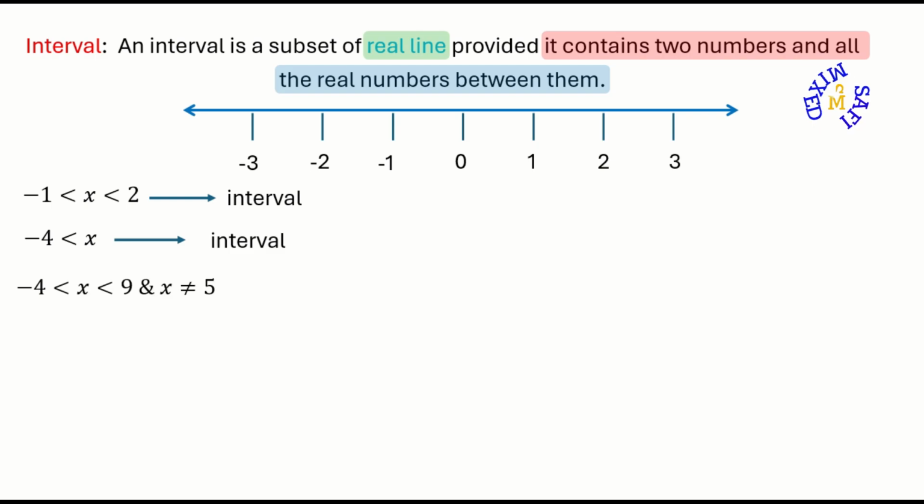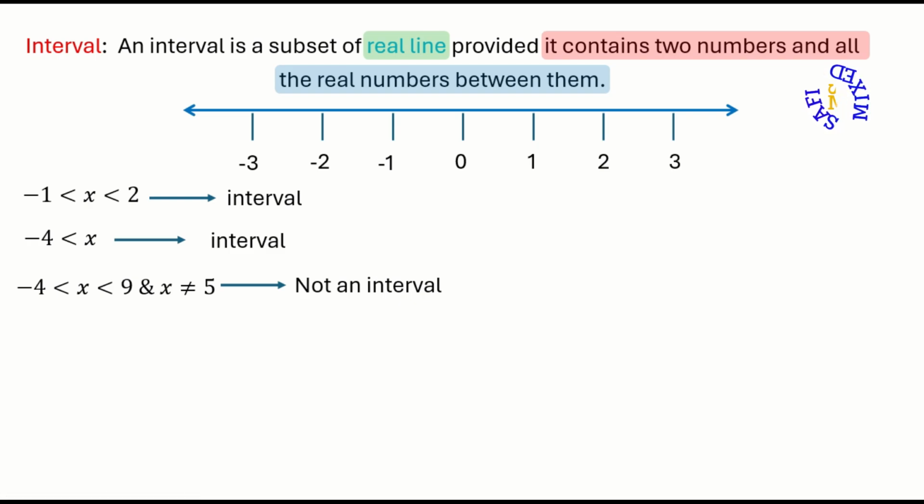On the other hand, a configuration like this where x is greater than minus 4 and lesser than 9 and x not equal to 5 is not an interval because it doesn't contain the real number 5, which violates the second condition in the definition of an interval. So this is in fact not an interval.